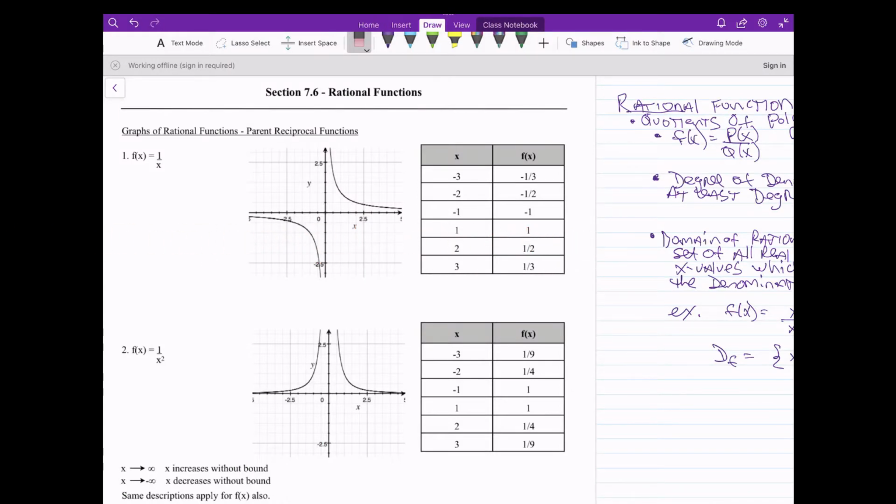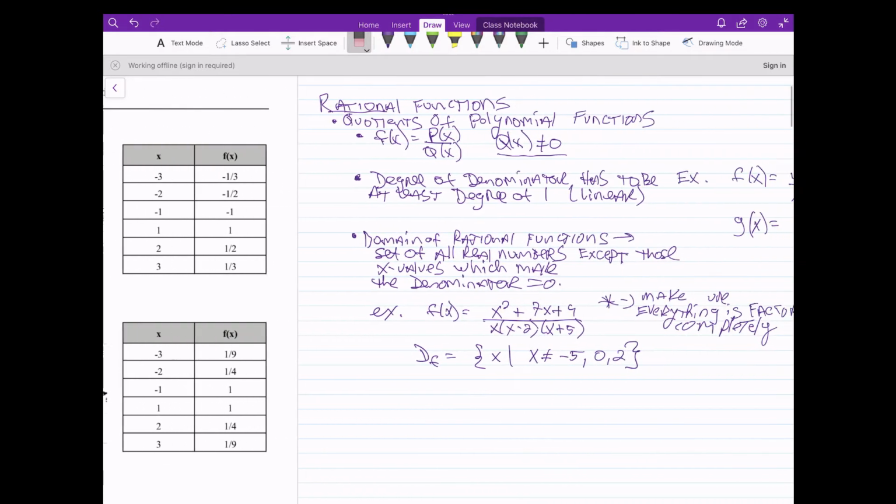In this section, we're going to discuss rational functions. As you can see on the screen, right now I've got graphs of two very basic rational functions. And before I get into the tables and the graphs of those functions, what I want to do is just cover some bullets about rational functions.